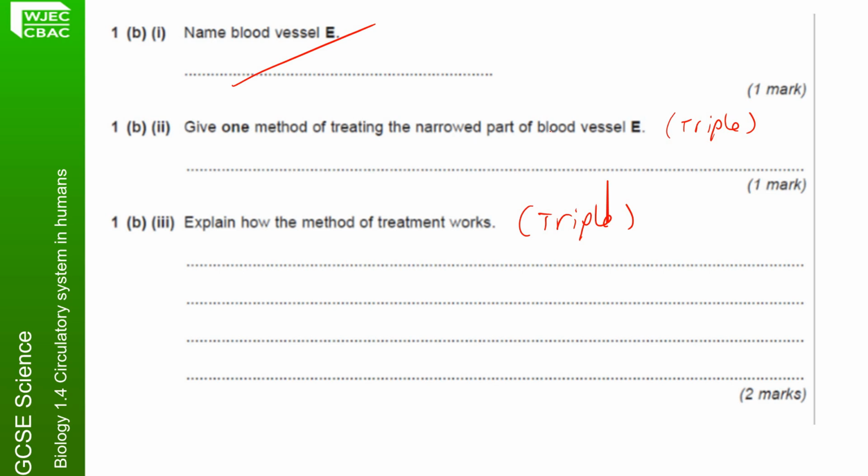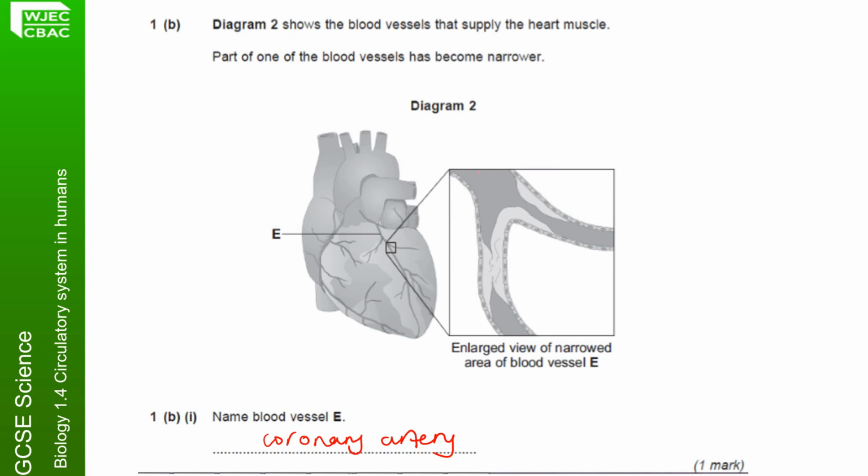Give one method of treating the narrowed part of blood vessel E. Okay. So what you can take are drugs called statins, and statins will help to reduce the amount of cholesterol building up, okay? But you can also use something called a stent, okay? And a stent is where they put a tube into this blood vessel. They inflate, they put a balloon on the end.